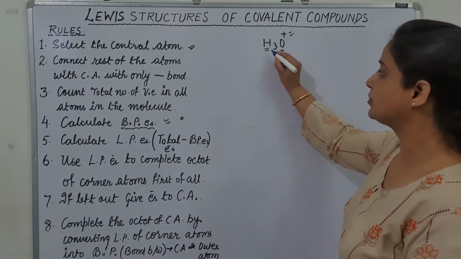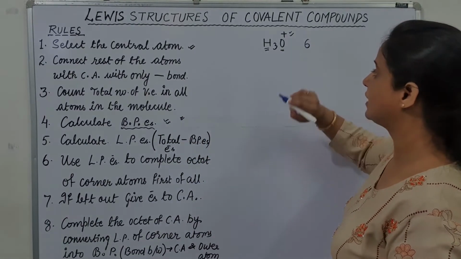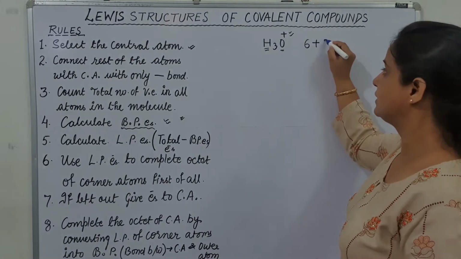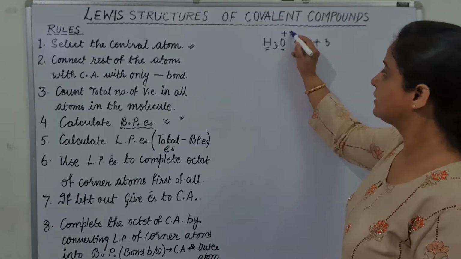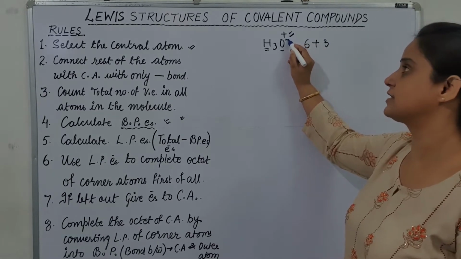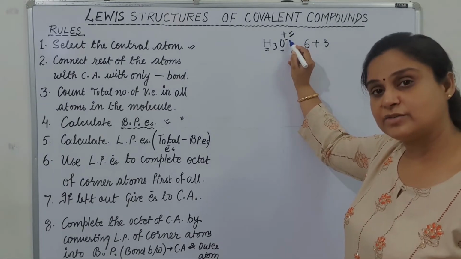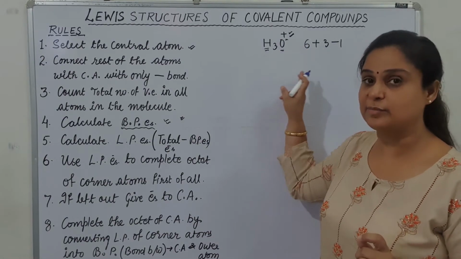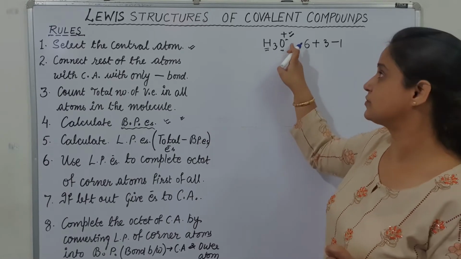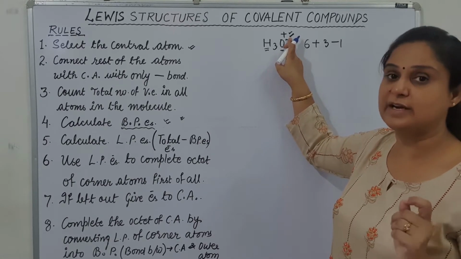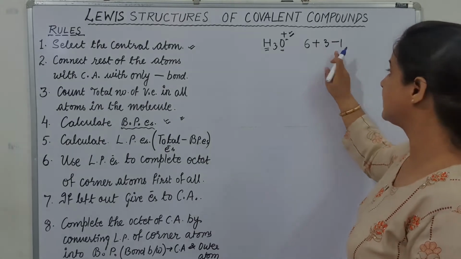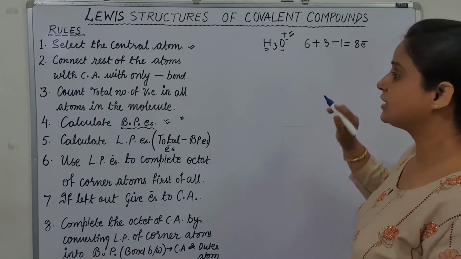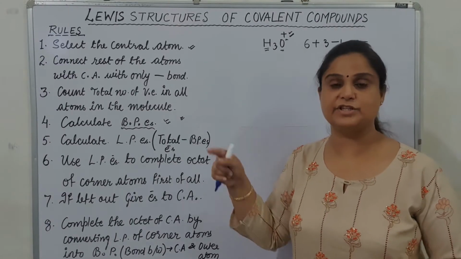Like if I am talking about this species, how many electrons are there in the oxygen? 6. How many electrons in each hydrogen? 1. So I am taking it 3. And what is their charge? Which type of charge is there? Positive. It means what? It has lost one electron. Right? So what I am doing is subtracting 1 from the total number of electrons, because definitely it has lost 1 electron. That is why it has acquired a positive charge. Fine. Now what is left? Now we are left with 8 electrons. So the total number of valence shell electrons in this species is 8.